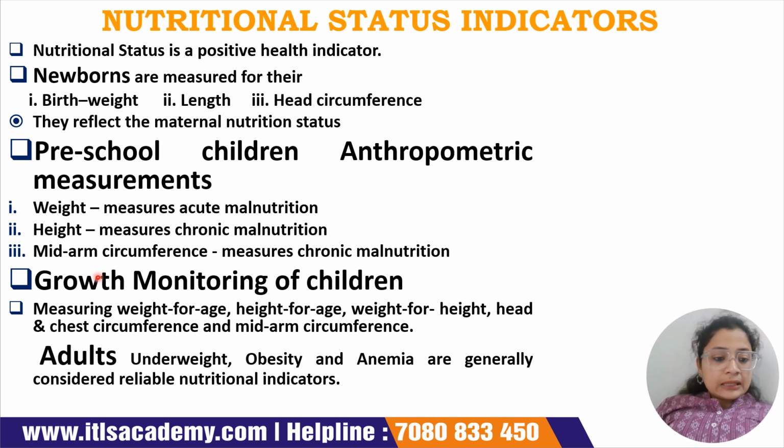Okay, next we have height. Height will be measuring chronic malnutrition. So now what is the basic difference between acute and chronic? Acute is something which is short lived, which is extreme but short lived, and chronic is something which is a long term thing. If it starts at one point of time, it will go on for a consecutive number of years. So that is the basic difference between acute and chronic.